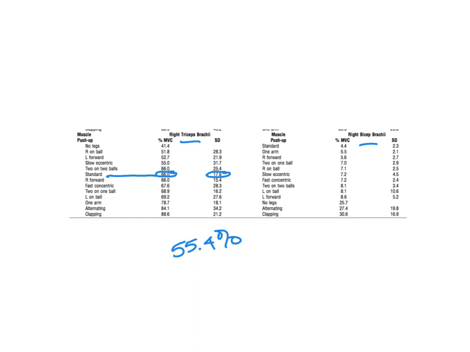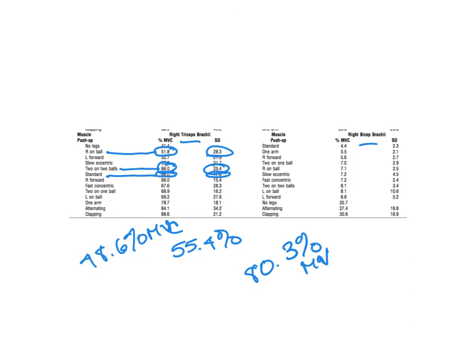We would compare right hand on ball. They found 58 plus or minus 28.3%, so a bigger variability, probably due to the awkwardness. If people are more familiar with this exercise, it's probably a little bit easier for them. And our participant was working at 48.6% MVC. And then finally, both hands on the ball, so two on two balls, 66 plus or minus 25, bigger variability than standard, as would be expected, and our participant had 80.3% MVC, which is fairly higher than 66, but well within the normal distribution of those data.